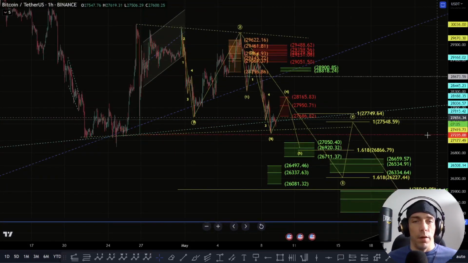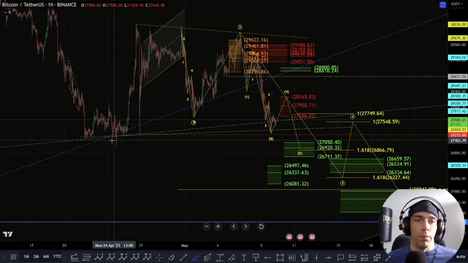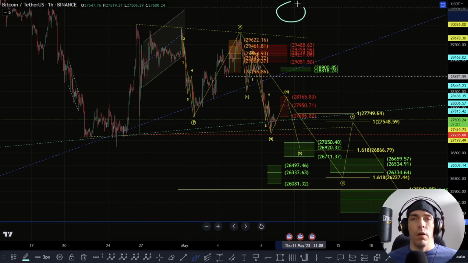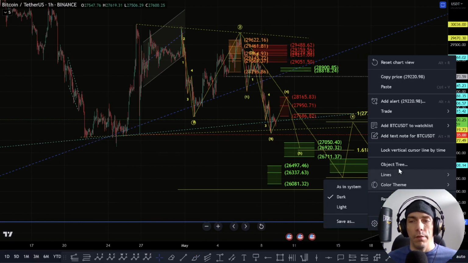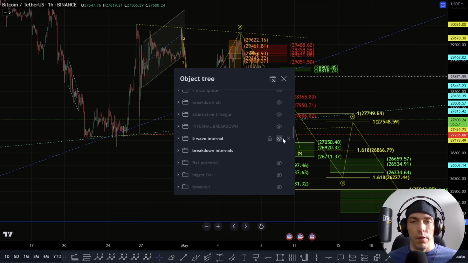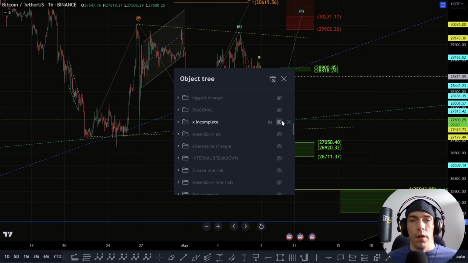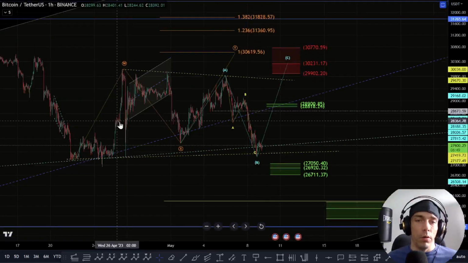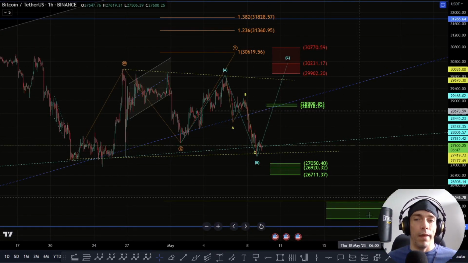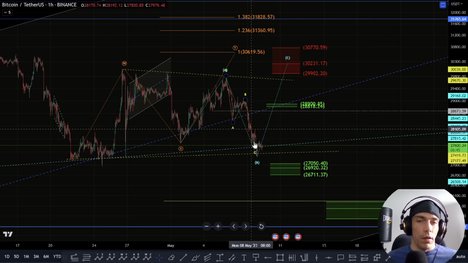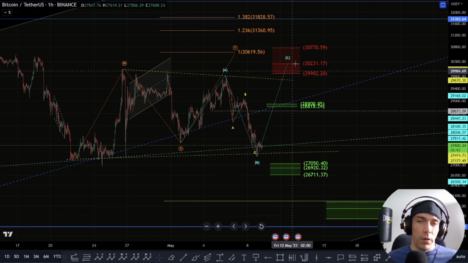Now, if we break back above this, I would then shift my count to be looking at that possibility of actually forming that C wave and that flat correction, and that could then mean that we're just not completed, and we've got an additional leg to the upside here as a B wave, looking to complete this first and then looking to break down. So there is a little bit of a potential here for a bounce to the upside. Need to keep an eye on this.